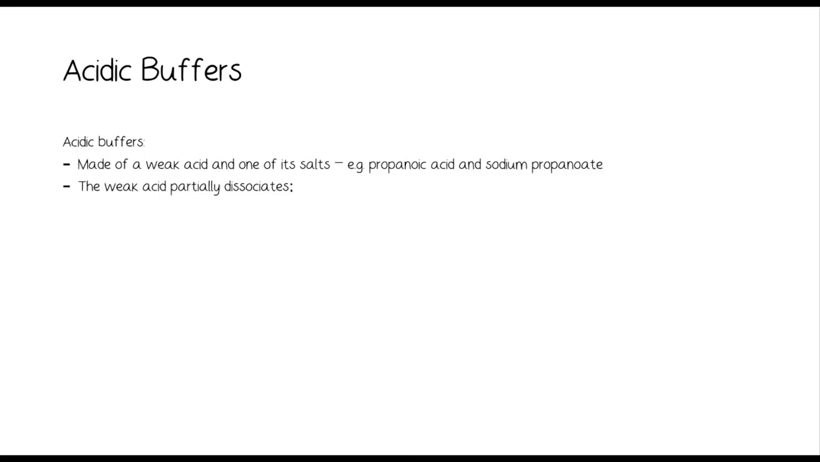So let's take an acidic buffer. Like I said before, it's made of a weak acid and one of its salts. For example, propanoic acid is the weak acid and its salt is sodium propanoate. The weak acid, remember, always partially dissociates. So if we write the dissociation equation, you get that. Or if you're feeling lazy, you've got your H+, A- stuff there.